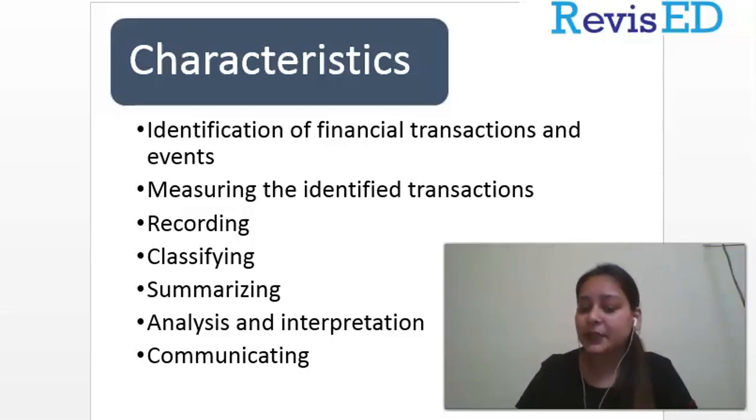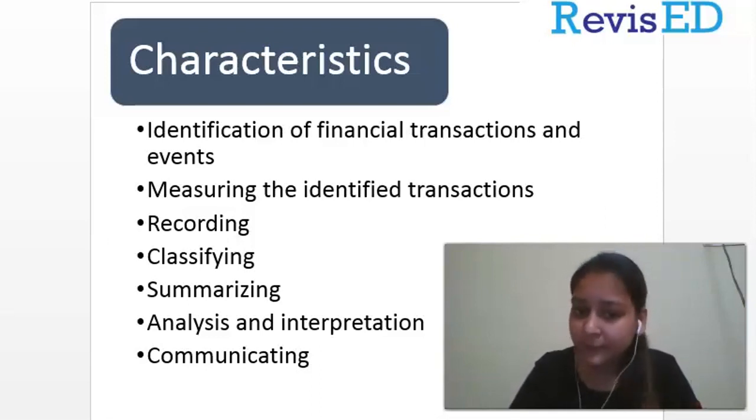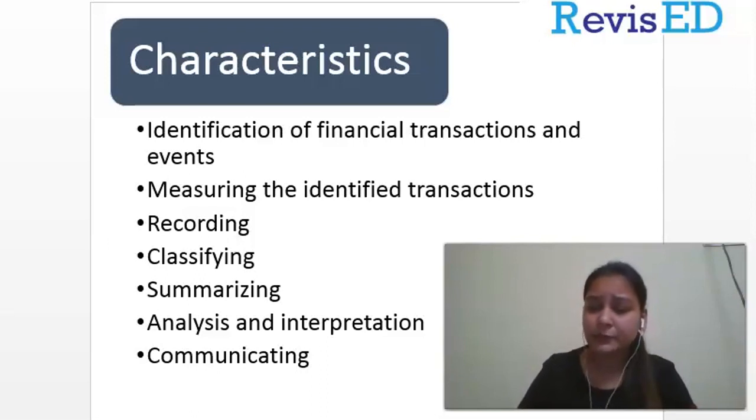Analysis and interpretation, you will find out the result, whether your company is performing well or not. Let's say in the profit and loss account you find out that you have a net loss, so that means your company is not performing well. If there are profits, that means your company is performing well. Then communicating, there are various parties who are interested. There will be your investors who are interested in your financial position. If you have incurred a loss, you will have to tell them that this is the loss and why it happened. If you have made a profit, again you need to tell.